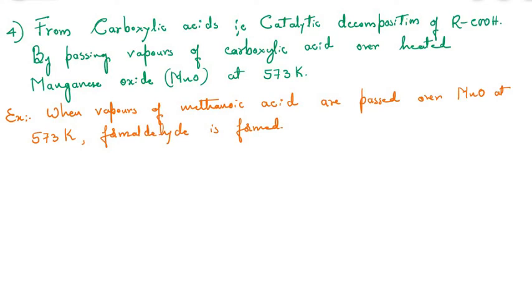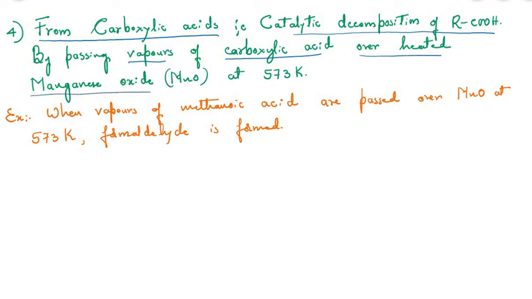So here students, the fourth method is from carboxylic acids, that is catalytic decomposition of carboxylic acids. When we pass the vapors of carboxylic acid over heated manganese oxide at 573 Kelvin, we will get carbonyl compounds. That is, depending upon the acid that we are using, we get either aldehyde or ketones. Example: when vapors of methanoic acid are passed over manganese oxide at 573 Kelvin, formaldehyde is obtained.